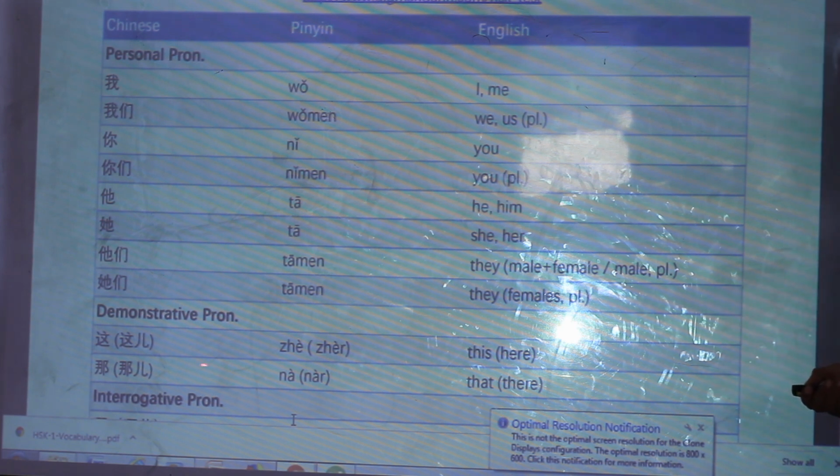Okay, now demonstrative pronouns. Zhe. Zher. Zhe means this. Zher means here. Na means that. Nar means there. These are the 4 demonstrative pronouns: this, here, that, there. Zhe, zher, na, nar.